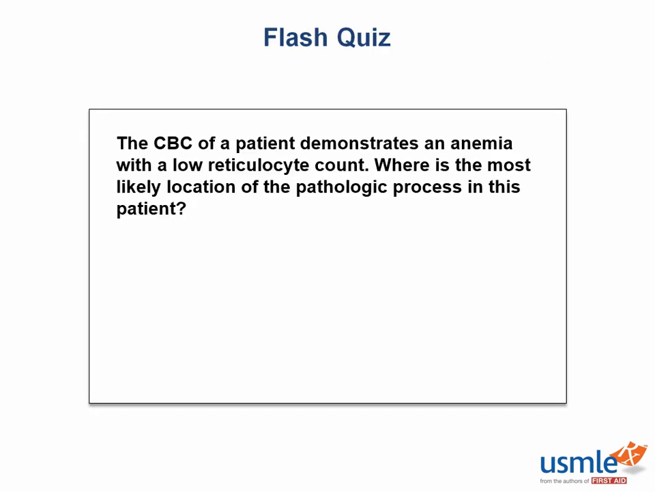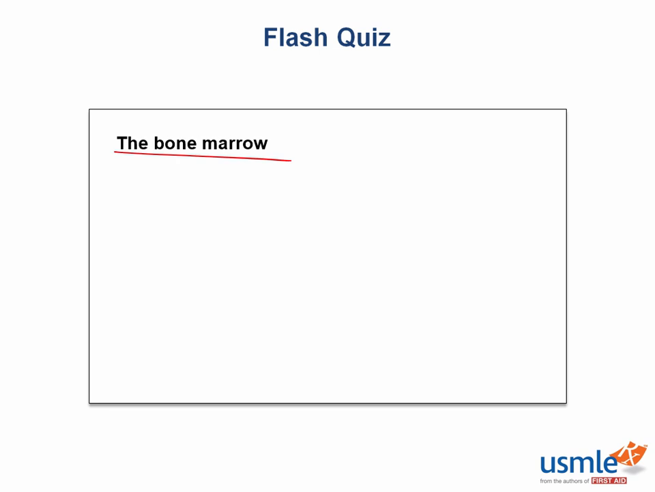Alright, now let's take a crack at a flash quiz. The CBC of a patient demonstrates an anemia with a low reticulocyte count. The most likely location of the pathologic process in this patient is... Great, you've got it, the bone marrow. Remember, if you see an anemia with a low reticulocyte count, you need to be thinking of a bone marrow issue. There are many things that could be causing this, but this is the big takeaway concept you need to have here.